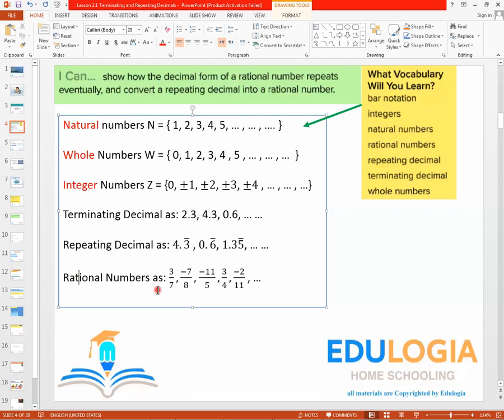The last one is the rational numbers set. Rational numbers mean fractions, decimals, and the naturals. The rational number set contains all the previous numbers. For example, as rational numbers, we have 3 over 7 and negative 7 over 8. 3 over 7 is a rational number because 3 is an integer and 7 is an integer. If I tell you 5 over 0, it's not rational because the denominator is 0. Negative 11 over 5 is rational also.